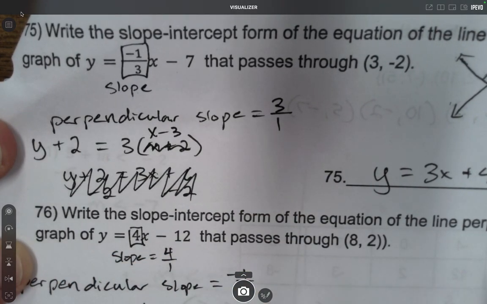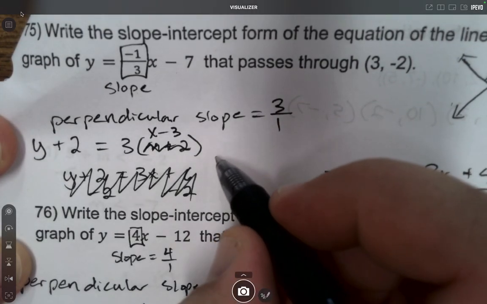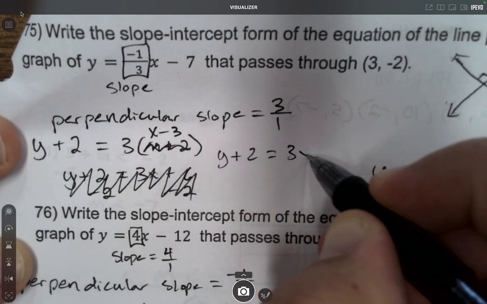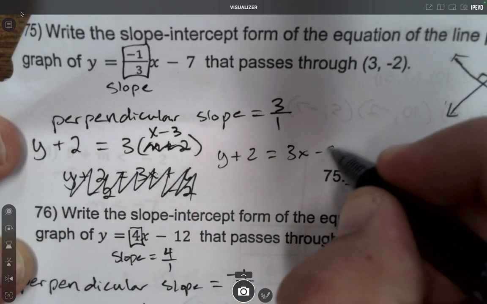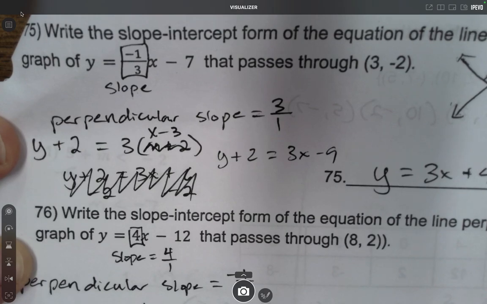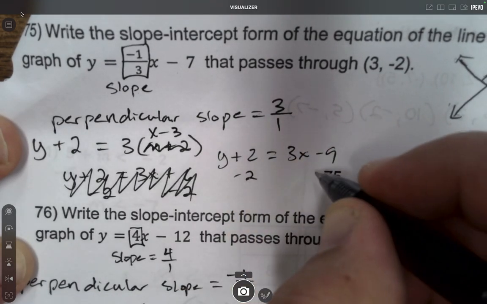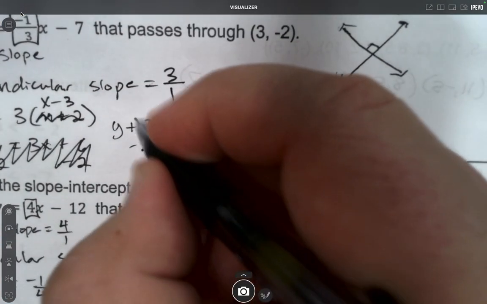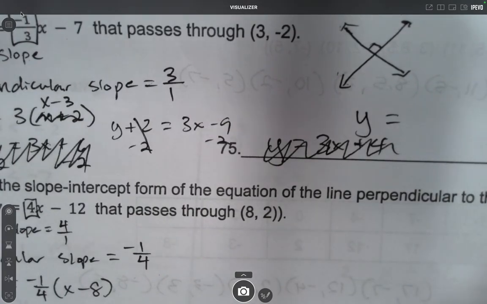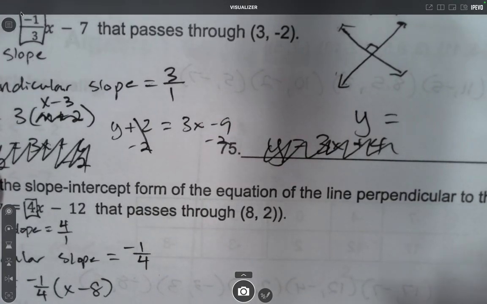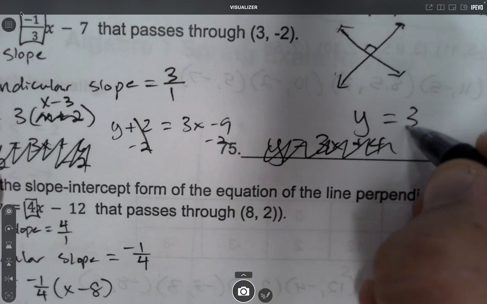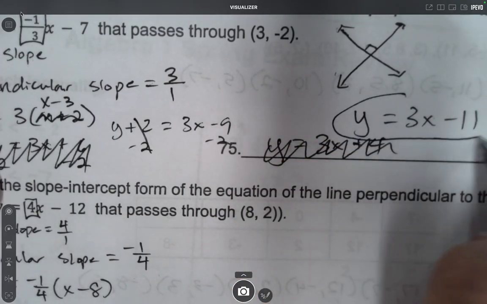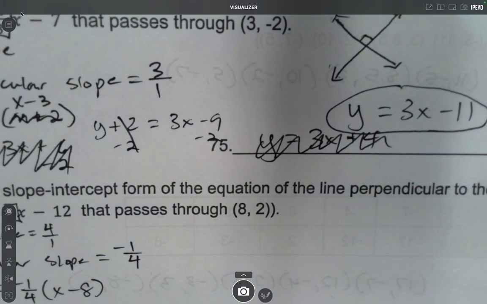Sorry about that. So now let's distribute that 3. 3 times x, 3 times 3. And then subtract 2 from both sides. So that cancels, leaving just y. And then we have 3x minus 9 minus 2 is -11. So that's the correct answer. Sorry, I had the wrong one posted before that.